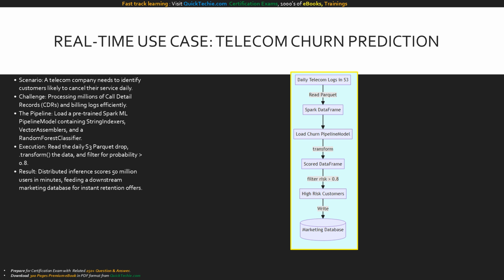To solve this, we build a Spark inference job. We load a pre-trained pipeline model that contains all the complex string indexers, vector assemblers, and a random forest classifier. We read the massive daily data drop from an S3 bucket, call .transform, and immediately filter the results for a churn probability greater than 80%. The result, Spark's distributed processing scores 50 million users in a matter of minutes.